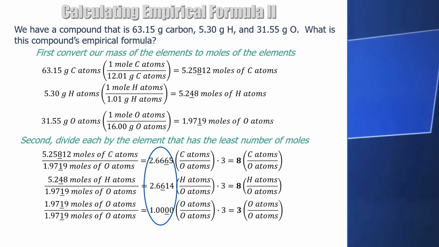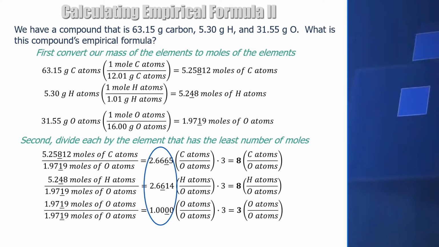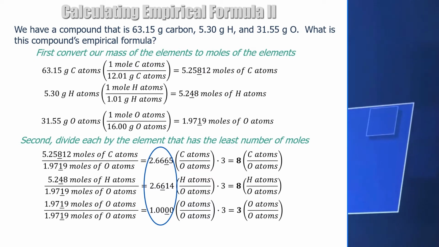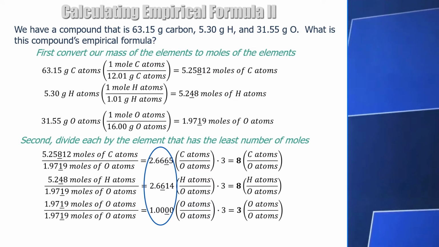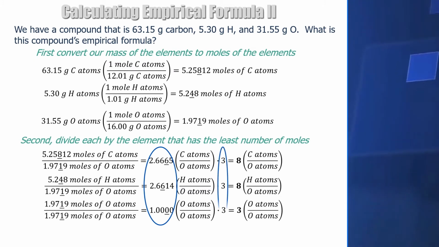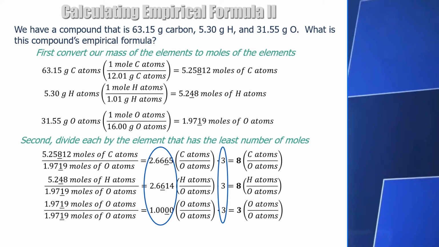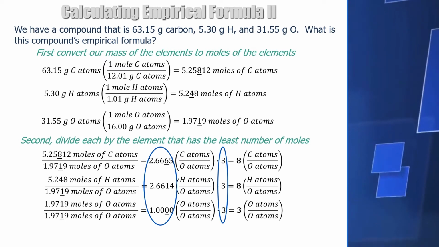The values for carbon and hydrogen are not even close to integers. Now we can stop here and just write the results, but it does look a bit funny. We want integer values if we can, so we multiply all the subscripts by the smallest common multiplier. That will give us whole numbers rather than decimal values. The smallest common multiplier in this example happens to be 3.